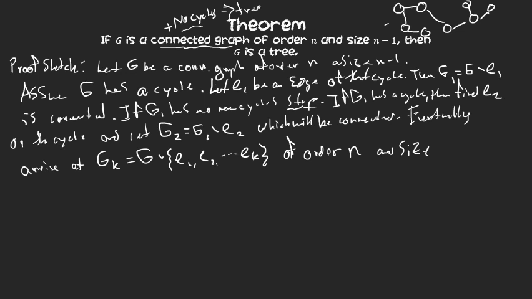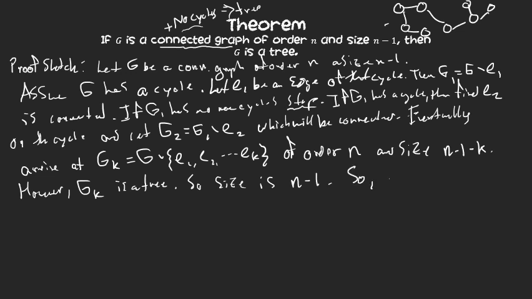So we started with order n and size n minus 1, and then we removed k edges from that, so size n minus 1 minus k. However, GK has no more cycles, right? We kept doing this until we had to stop, until there were no more cycles. However, GK is a tree, and GK has order n. So the size of GK is n minus 1.